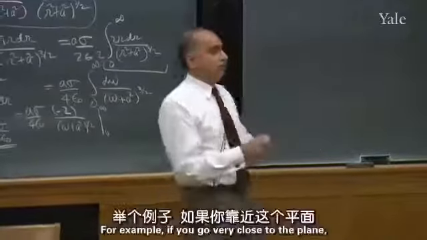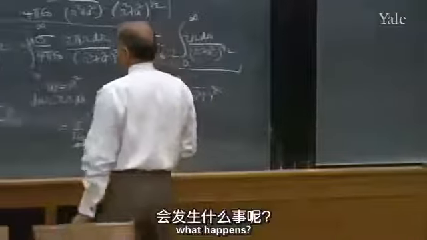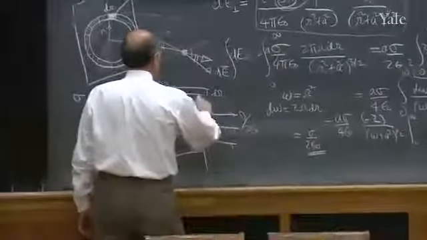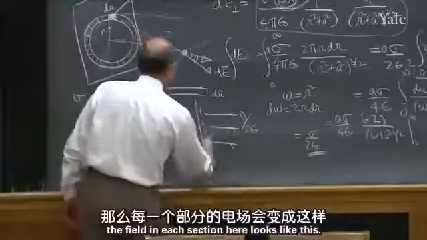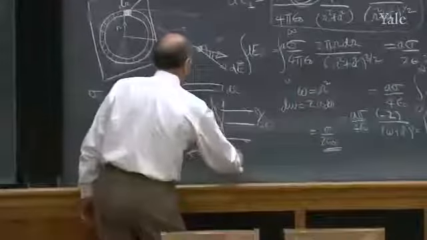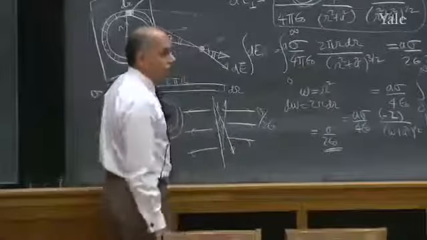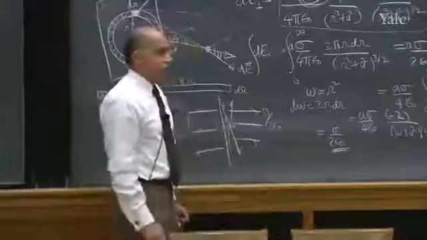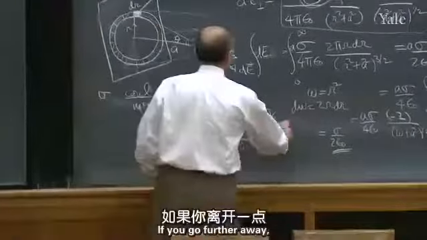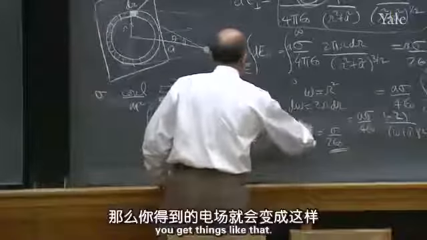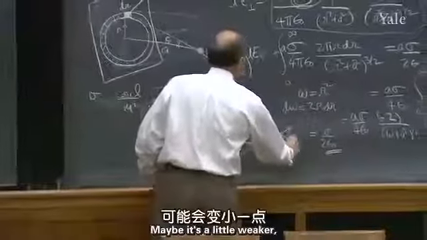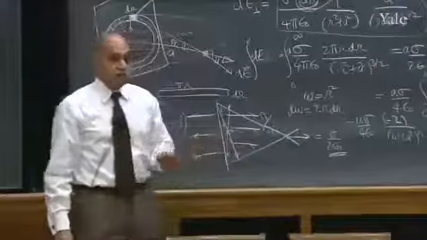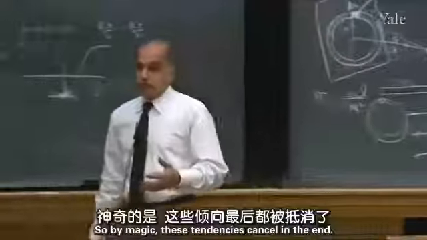For example, if you go very close to the plane, what happens? If you go really close to the plane, what happens is the field due to any section here looks like this. Therefore, the part that's useful is very small. If you go further away, you get things like that. Maybe it's a little weaker, but the part that's useful, this one, is getting bigger. So by magic, these tendencies cancel in the end.